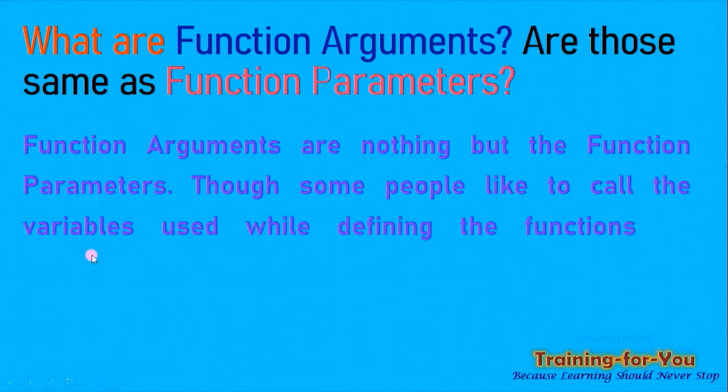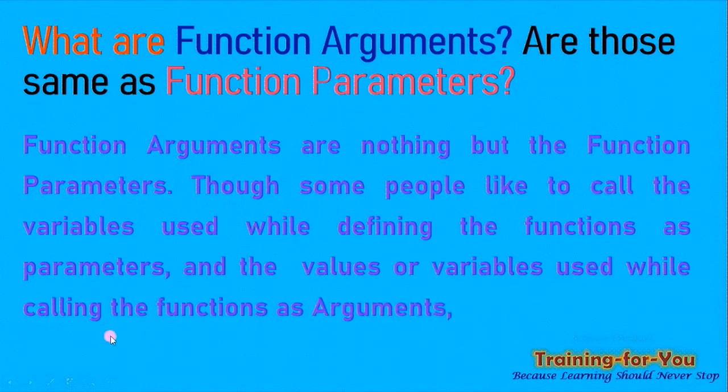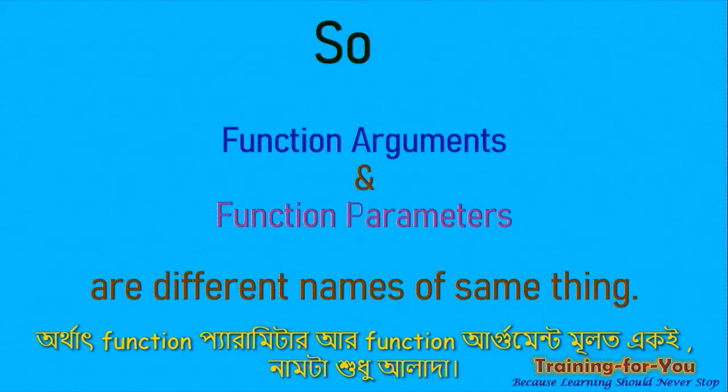Though some people like to call the variables used while defining the functions as parameters and the values of variables used while calling the functions as arguments, it is not a rule. Some programmers like to call the variables used while defining the function function parameters, and the variables or values used while calling the function function arguments, but that is not a rule. So, function arguments and function parameters are different names of the same thing.